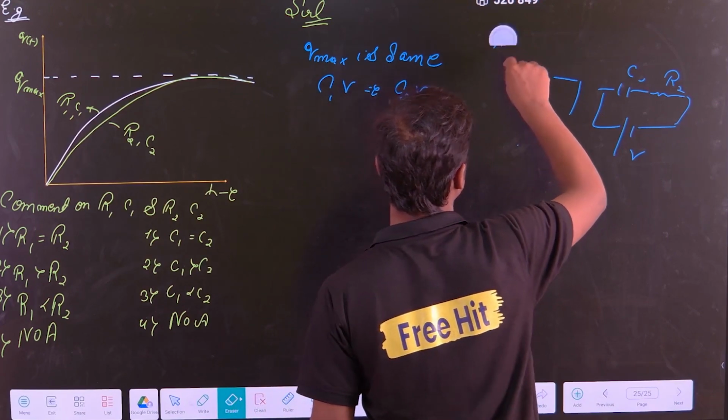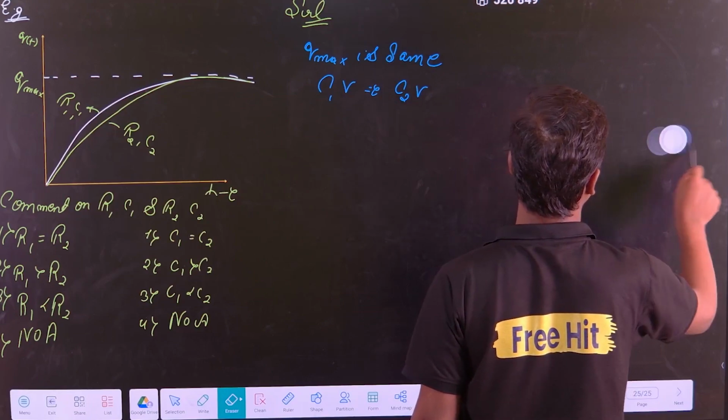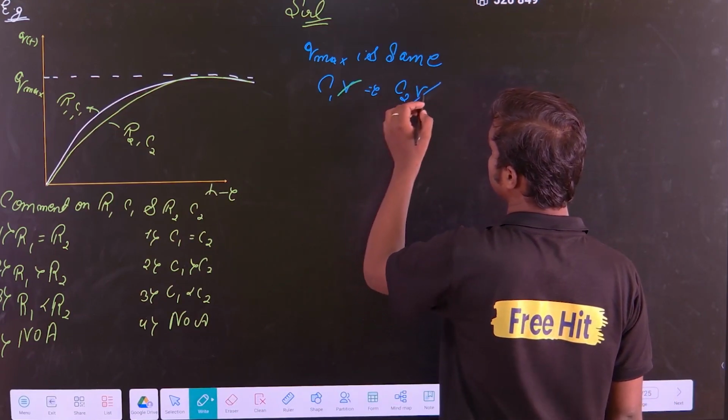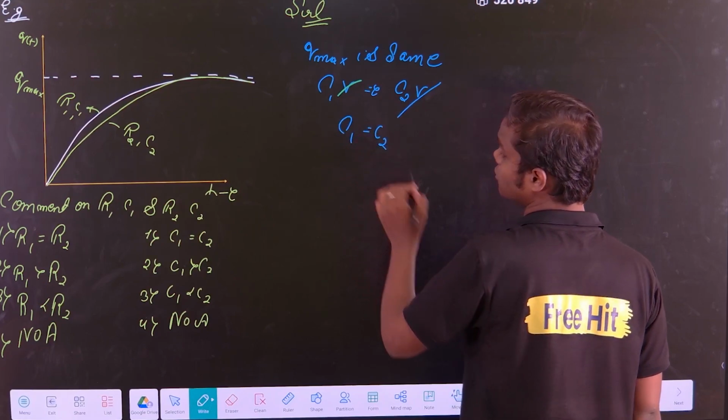Whenever you read the question, try to understand what is given and what is not given, then you will solve it. Obviously V will cancel out. So what value will you get? You will get C1 is equal to C2. So the first option will be correct.